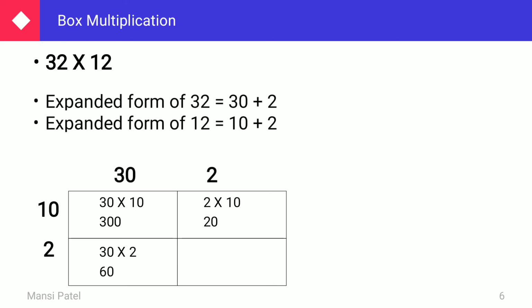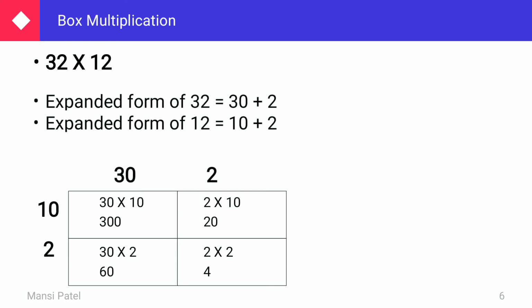30 2s are 60. Now in the last box, whose multiplication do we have to do? In the last box, we have to do the multiplication of 2 and 2. 2 2s are 4. So write down 2 multiplied by 2, which is 4. Now first in the box multiplication we write down the expanded form. After that we draw the boxes, and then we write down the expanded form on the top and on the side. Then we do the multiplication one by one in each box.